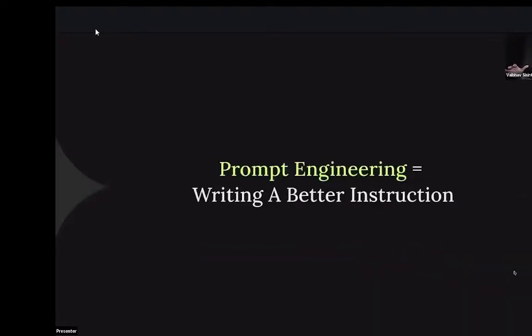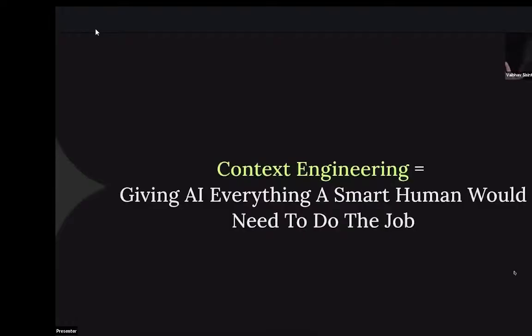You see, prompt engineering is all about writing a better instruction so that AI can perform better. That is all prompt engineering is. And there are a lot of frameworks for that. If we just talk about prompt engineering, I could spend like 5 hours on it. But you know what? Context engineering is something different.